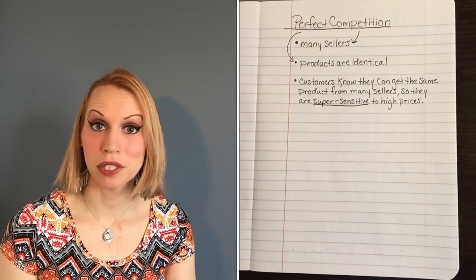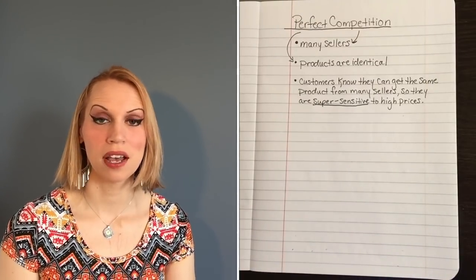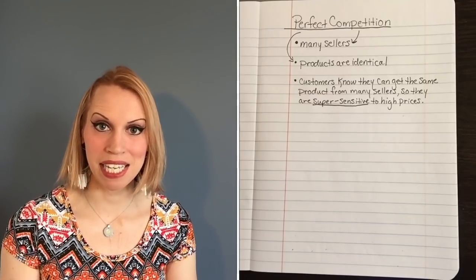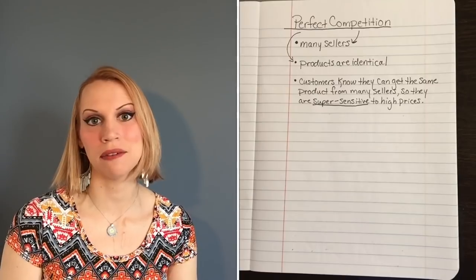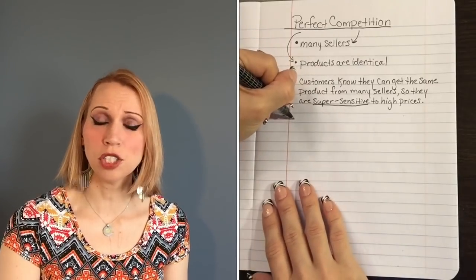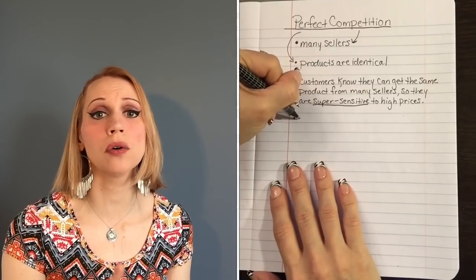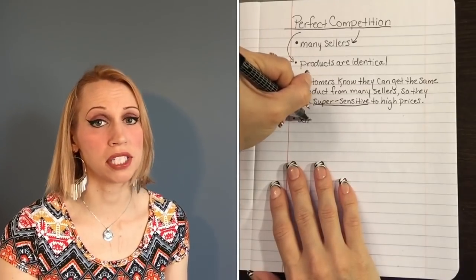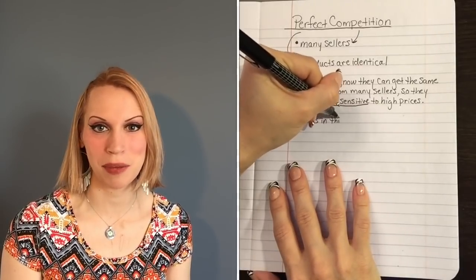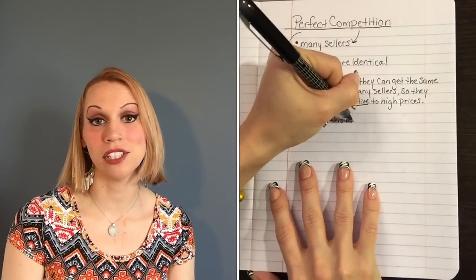If you know that you can get the exact same product from many different places, what is going to be the key factor in where you buy that item from? Probably the price of that item, right? So customers have a super strong reaction to a price change. And do you remember how we called that a perfectly elastic demand? We're going to draw that on a graph in just a second.